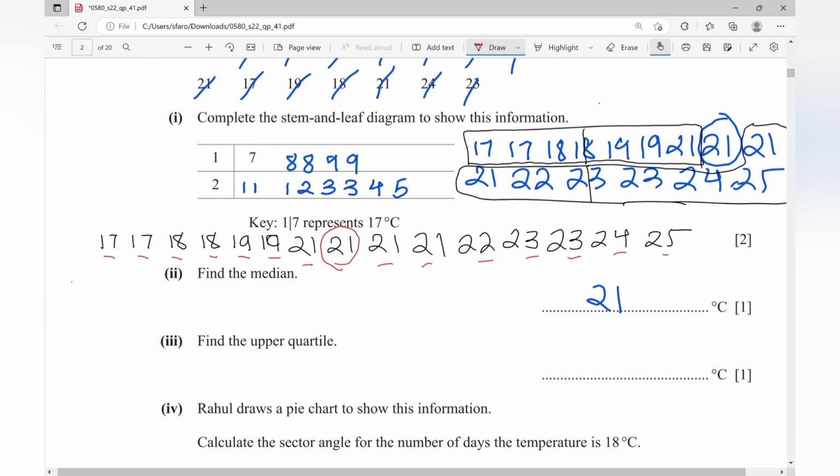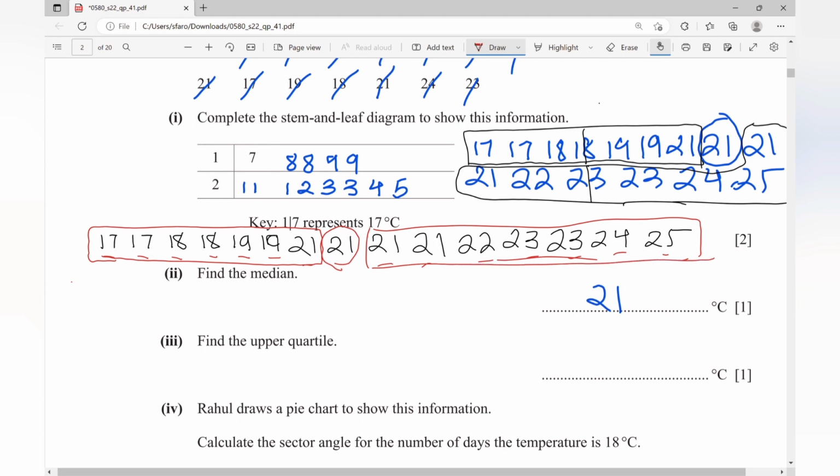Okay, now if I divide this whole thing into 4 parts, this and this, and then over here it will be from this and this. So now these are in 4 parts. So the upper quartile is this one, the lower quartile is over here, this is the median. So the upper quartile is 23.